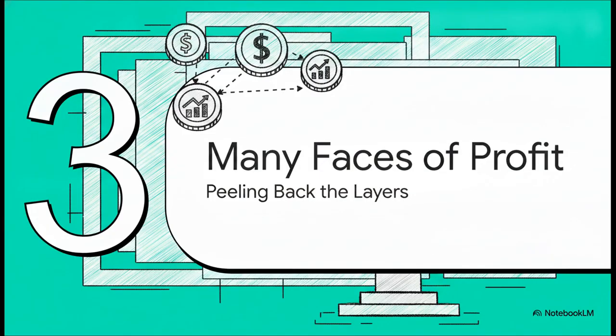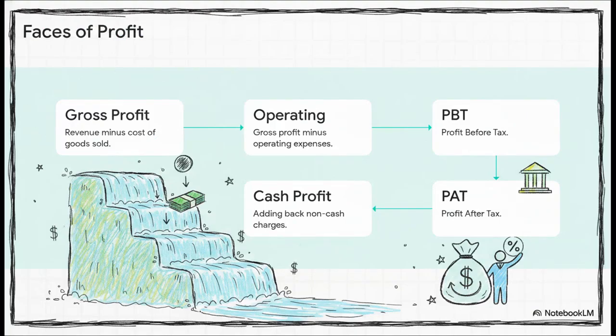Section 3. The many faces of profit. Peeling back the layers. Let's move on and see how this builds, because management quickly realizes that profit isn't just one monolithic number. It's a layered story. We slice through gross profit, we deduct our everyday operations to get operating profit, we account for interest to hit profit before tax, and then we pay the government to arrive at profit after tax.